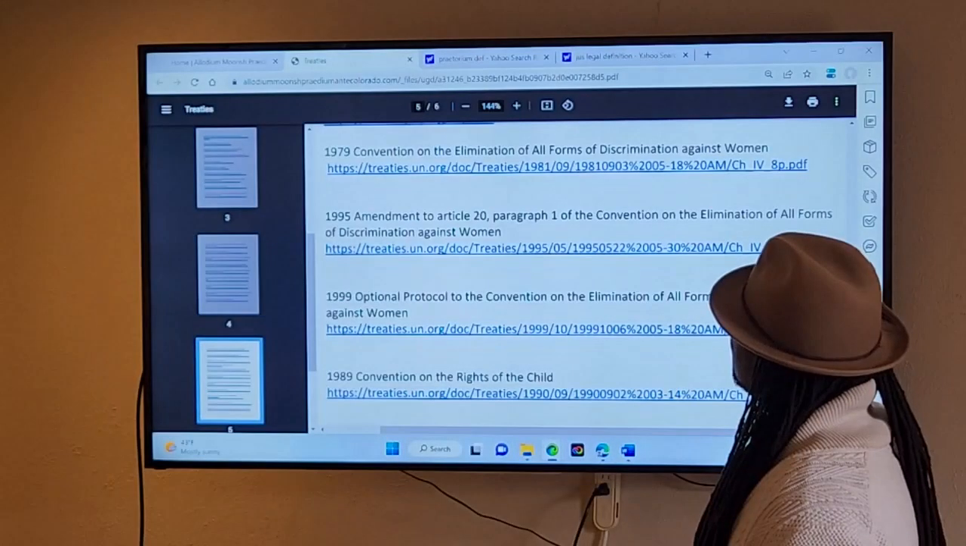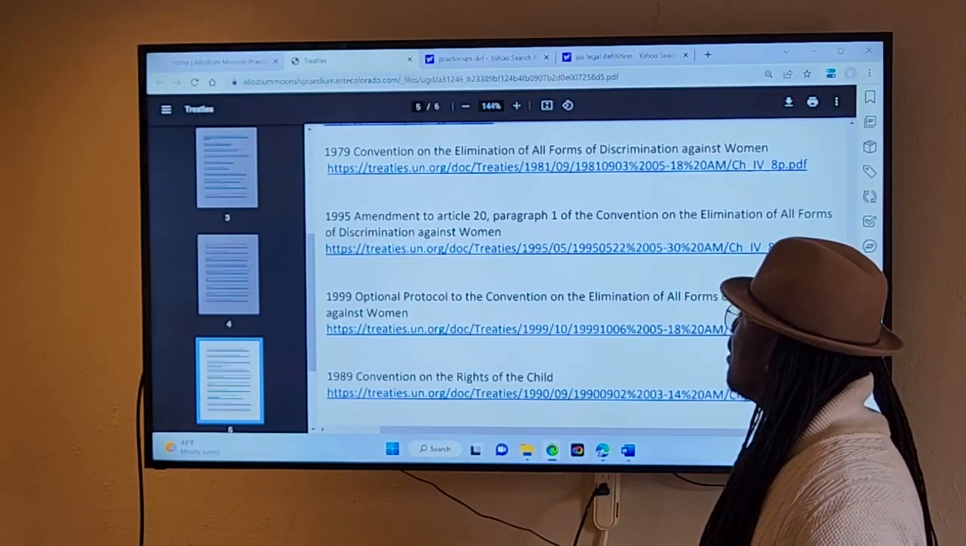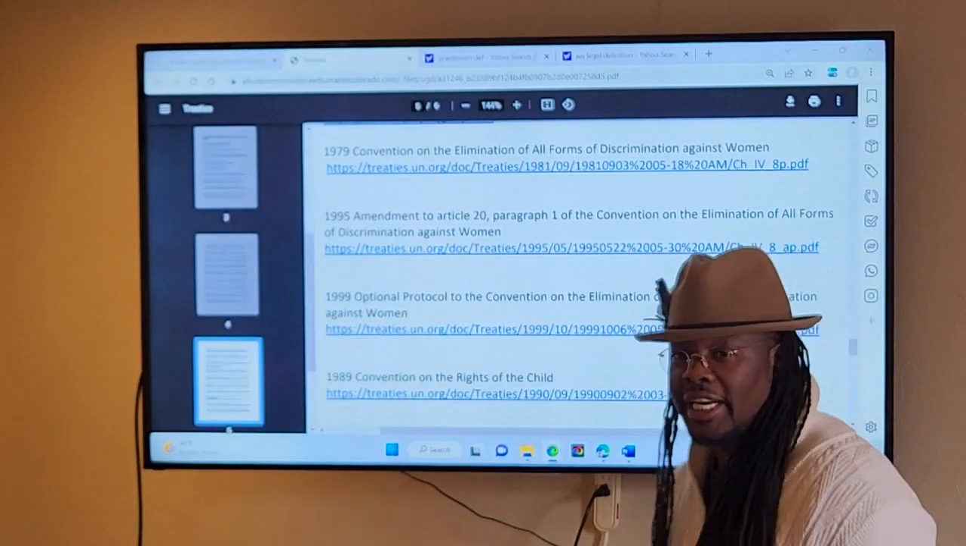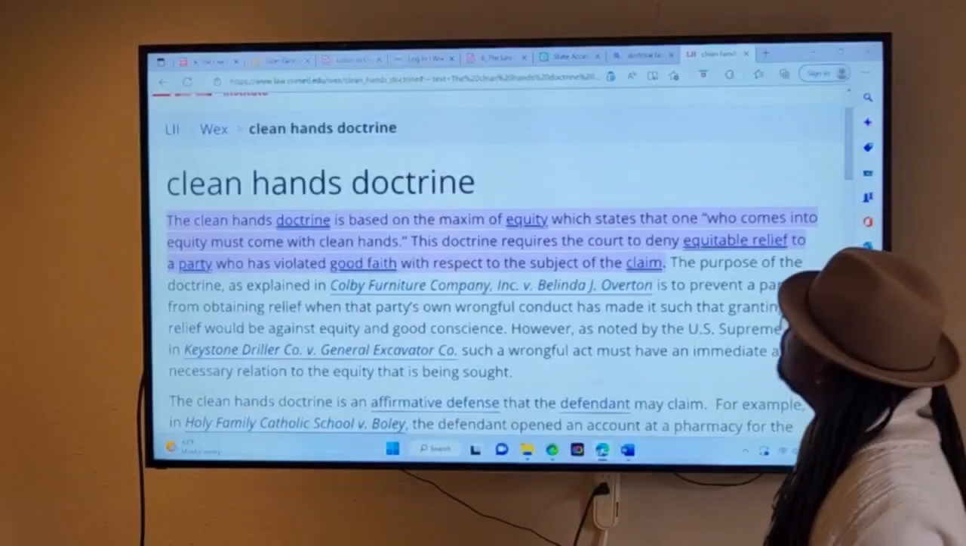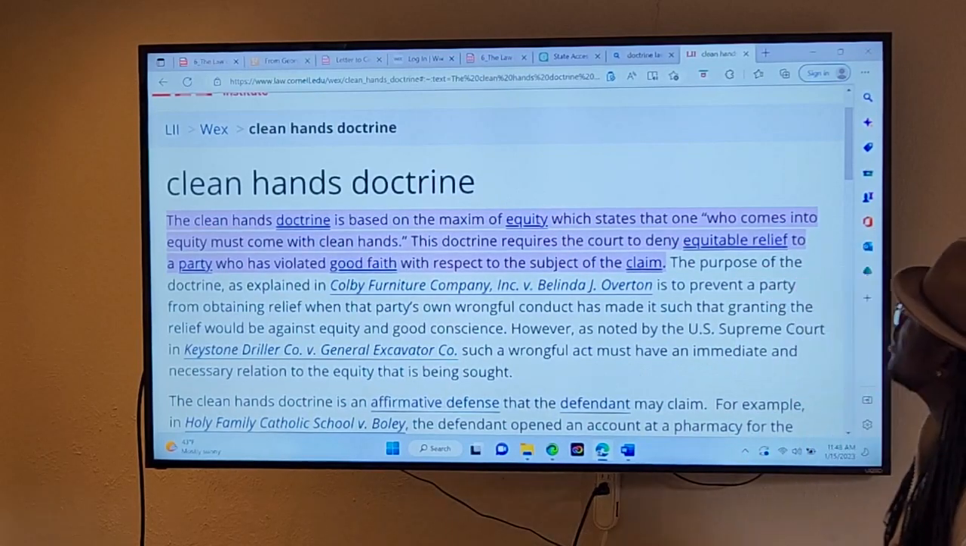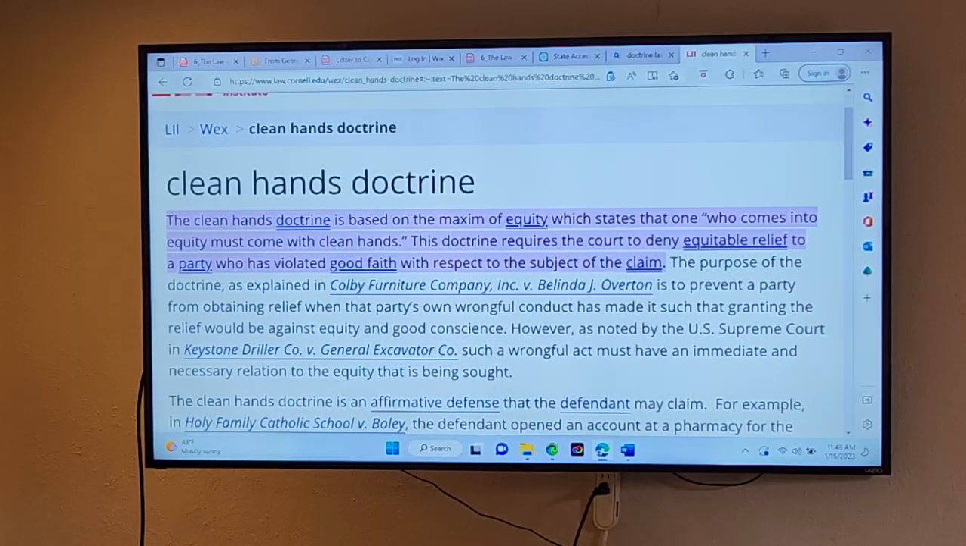Yeah. One of the things that I've always preached as Wazir was the doctrine of clean hands, which is what we're going to read next. So this is from the Cornell Library. Brother Owen Bay, read the doctrine, law of clean hands. Clean hands doctrine. The clean hands doctrine is based on the maxim of equity, which states that one who comes into equity must come with clean hands.